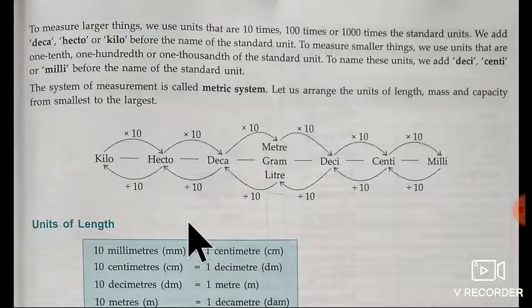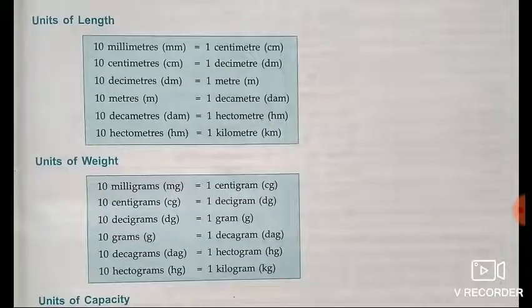Units of length, remember them. 10 millimeters equal 1 centimeter. 10 centimeters equal 1 decimeter. 10 decimeters equal 1 meter. 10 meters equal 1 decameter. 10 decameters equal 1 hectometer, and 10 hectometers become 1 kilometer. It means 1000 meters become 1 kilometer.